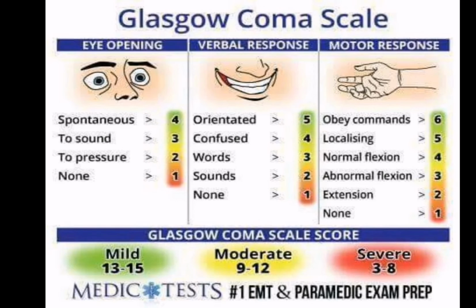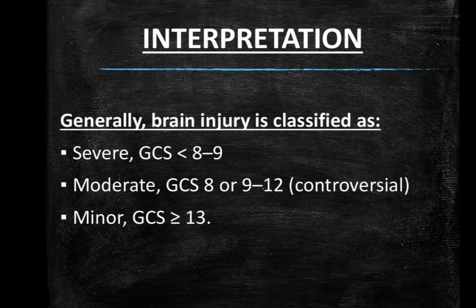This is also an example of a Glasgow Coma Scale with score. For the interpretation, generally, brain injury is classified as: when the GCS is less than 8 to 9, it is already severe. And when the GCS is 8 or 9 to 12, it is considered moderate or controversial. And lastly, when the GCS is greater than or equal to 13, it is minor.